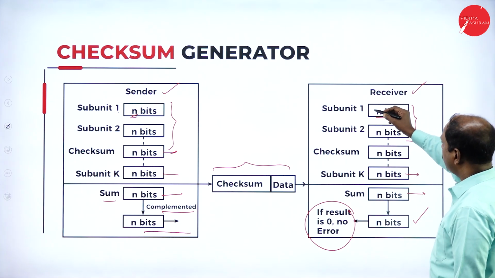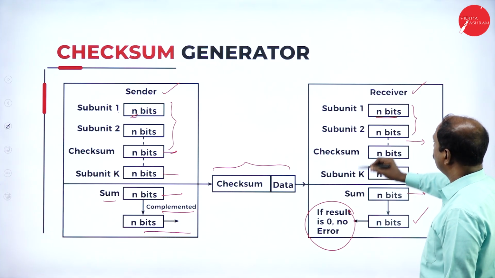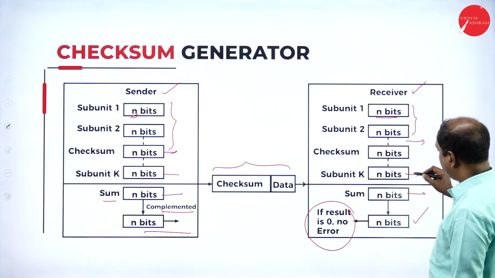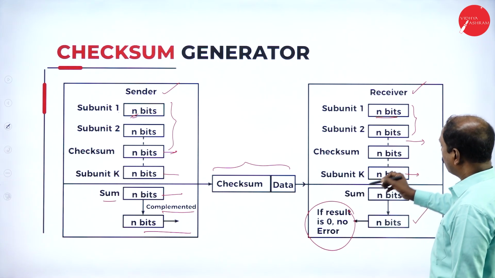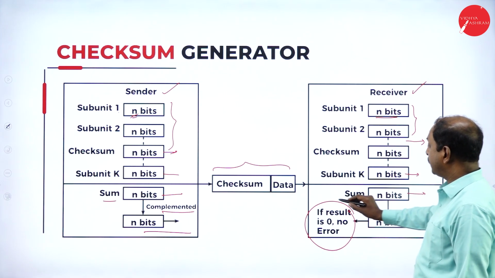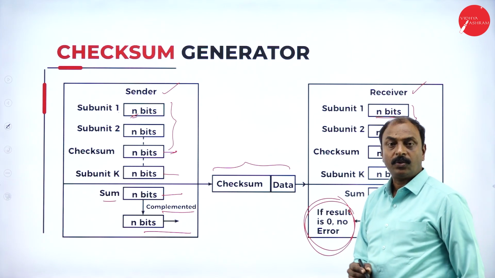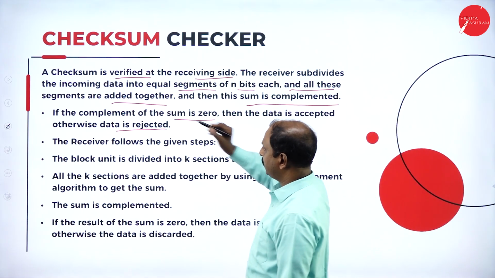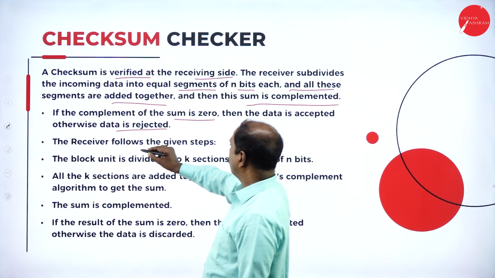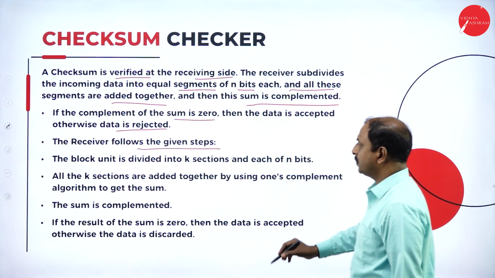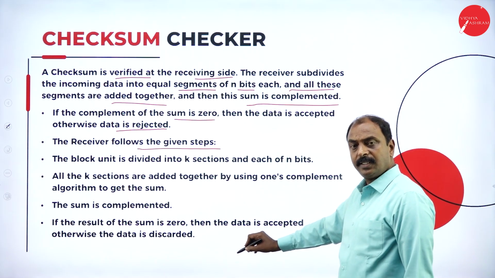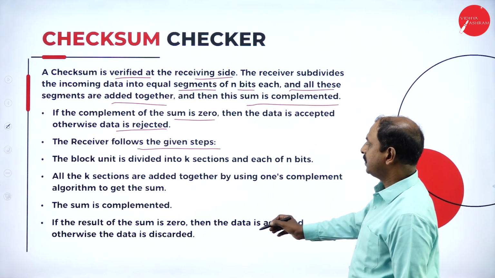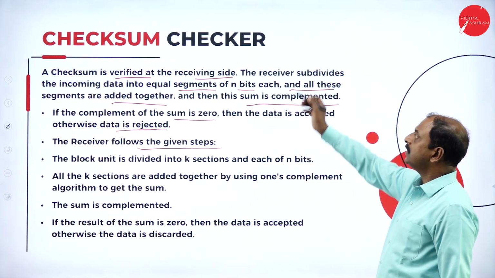Here, we have to sum all the units one after another in one's complement form. Then we get the sum, and we have to complement the sum. If the result is 0, then the data is accepted, otherwise the data is rejected. So the receiver follows the given steps. The same process has to be followed at the receiver end. So this is nothing but the checksum checker.